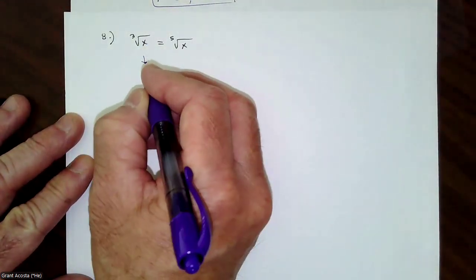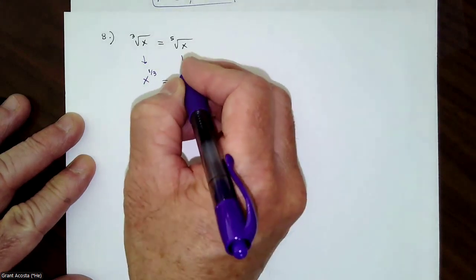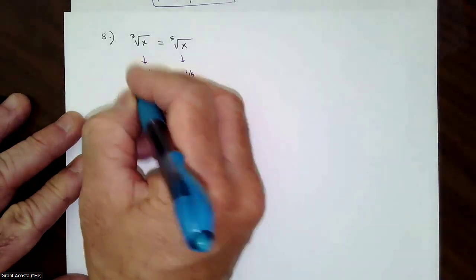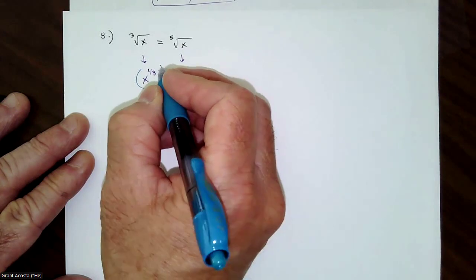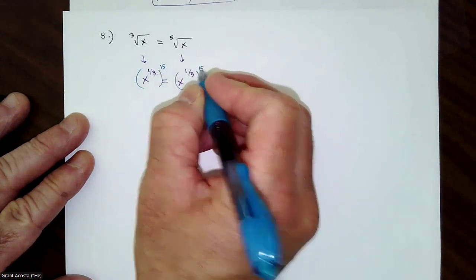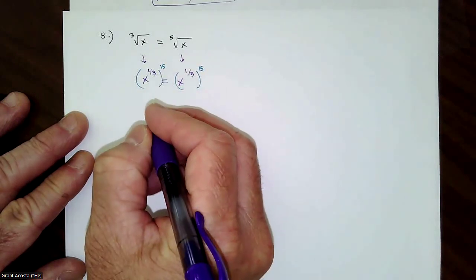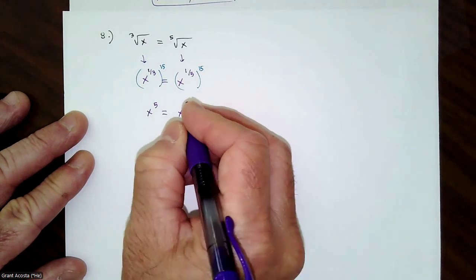All right, hopefully you tried it. If I rewrote that as x to the 1/3 and the 5th root of x is x to the 1/5, the power that would get rid of both denominators that I could raise both sides to in this case would be 15. 1/3 times 15 is 5. 1/5 of 15 is 3.